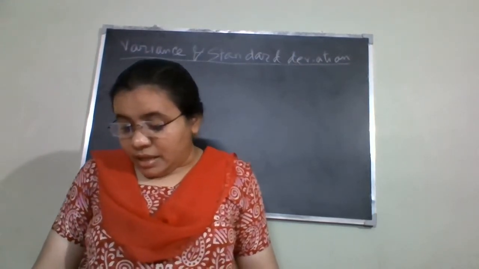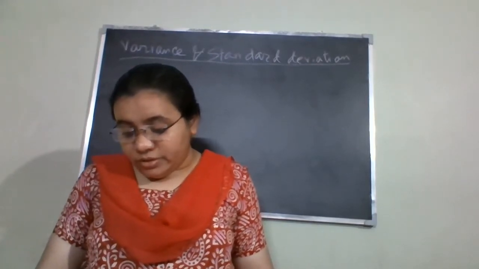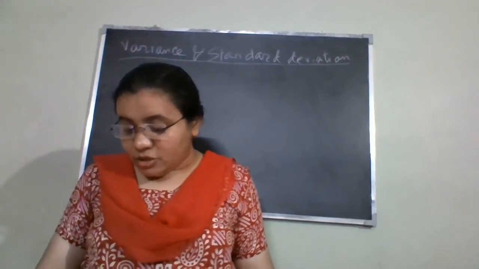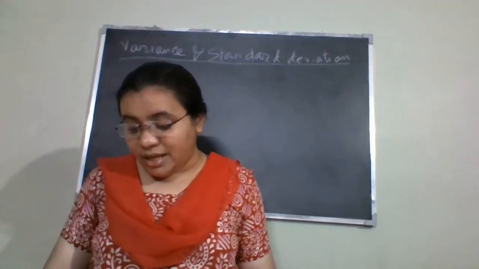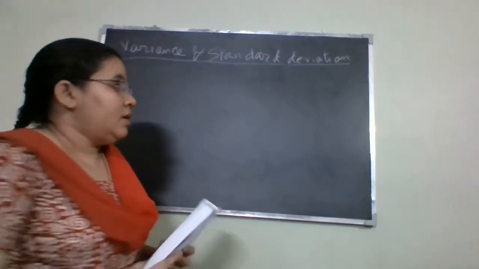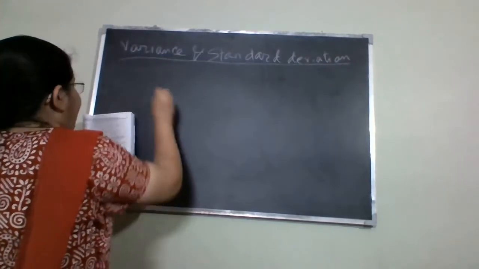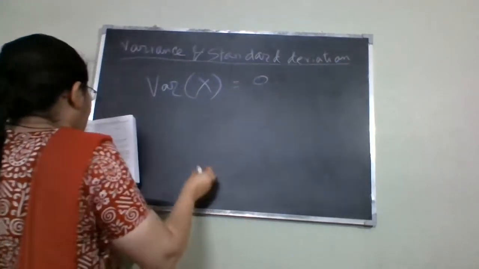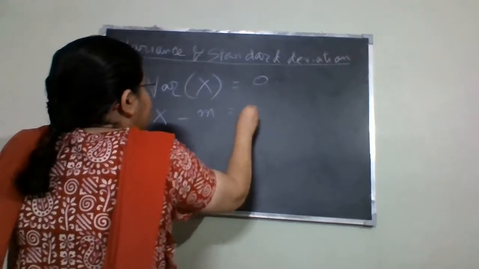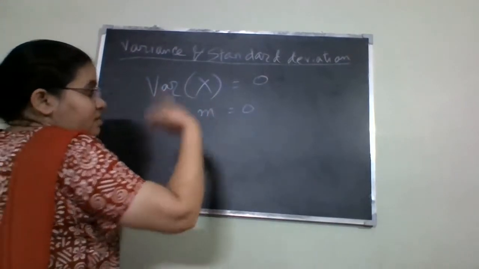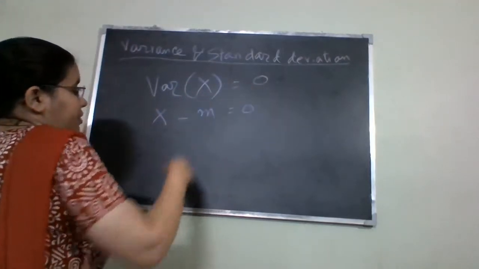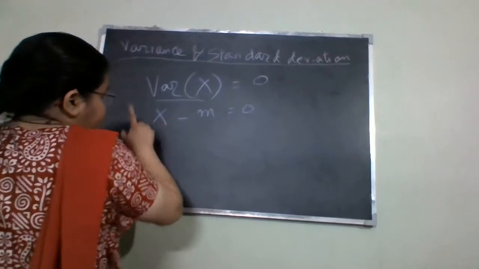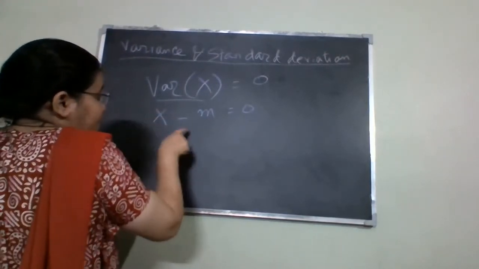So, var X will become equal to 0 only when X minus m is equal to 0. That means X is equal to m. In this case, the whole mass is concentrated at the mean. So we will have var X equal to 0 only when X minus m is equal to 0. Just look at the formula of variance that we have written just before this. What is var X? That is the expectation of (X minus m) the whole square.